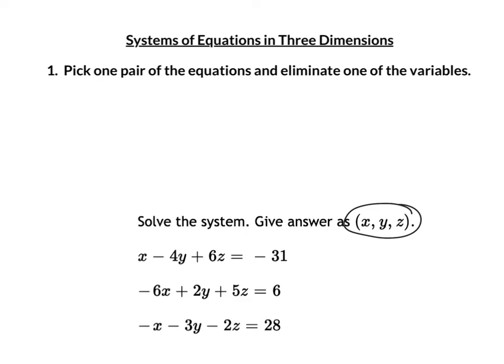So what I'm looking for is the intersection of 3 planes out in space, and they intersect 3 planes at a point. Now they could be parallel and have no solution, and I suppose you could have all 3 planes be the same equation and have infinite solutions. In the problems we're going to do, though, we'll just have a single solution.